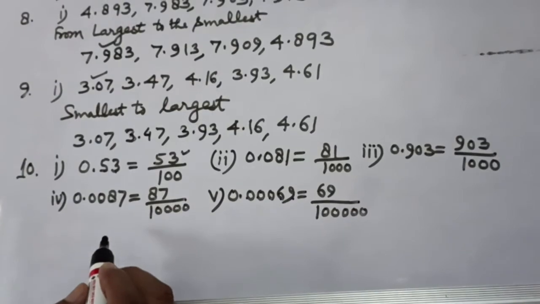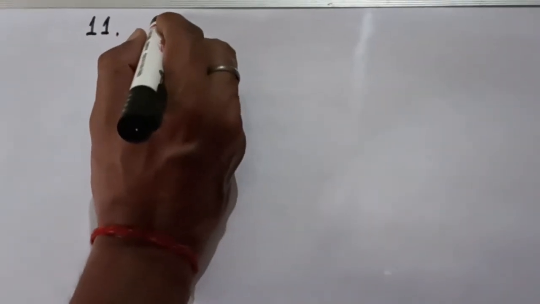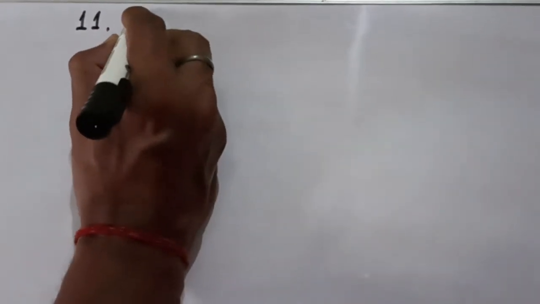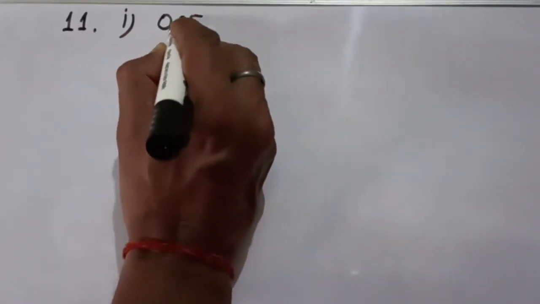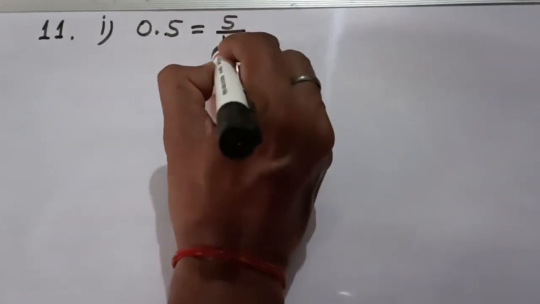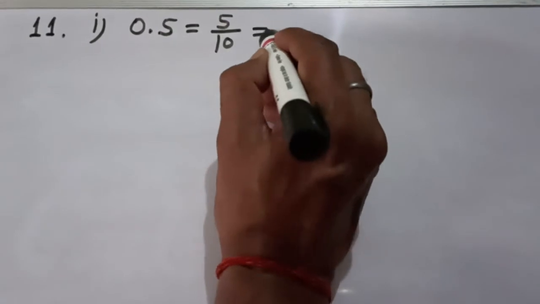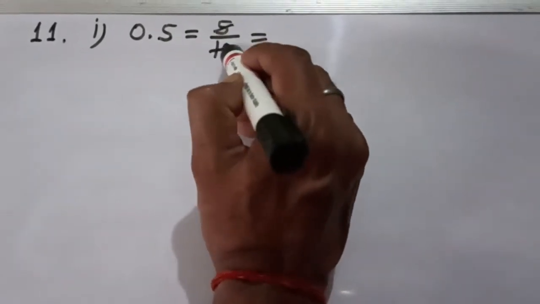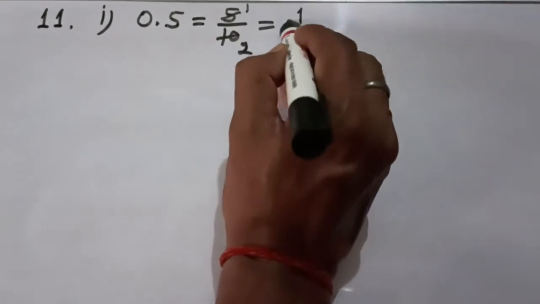Now question number 11. Write as fractions in their lowest terms. First part, 0.5. 0.5 means 5 upon 10, because the decimal is before one place. 5 upon 10: 5 ones are 5, 5 twos are 10. So 1 upon 2.